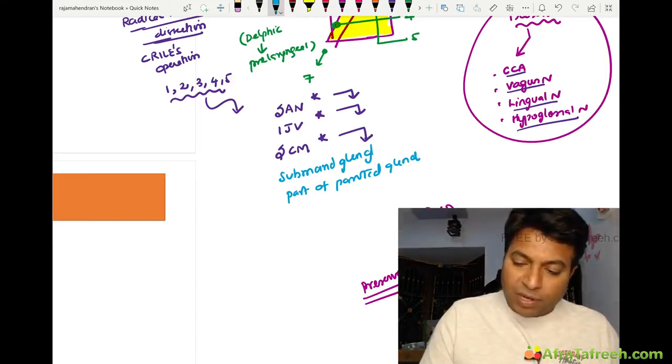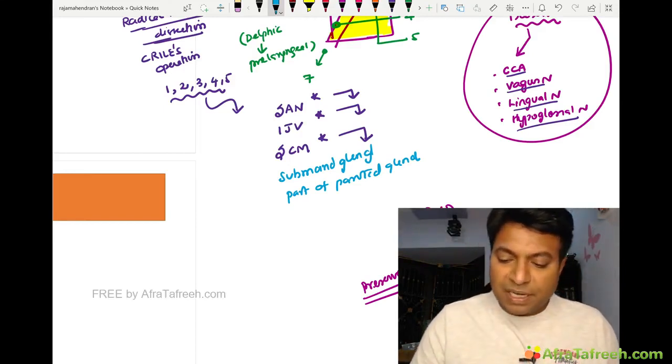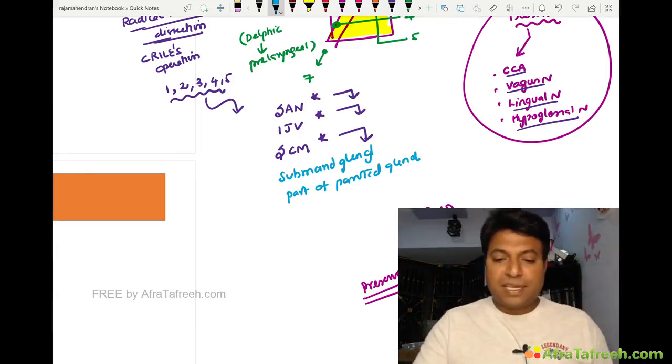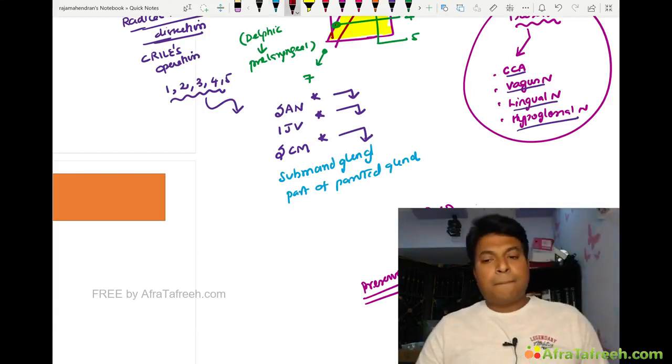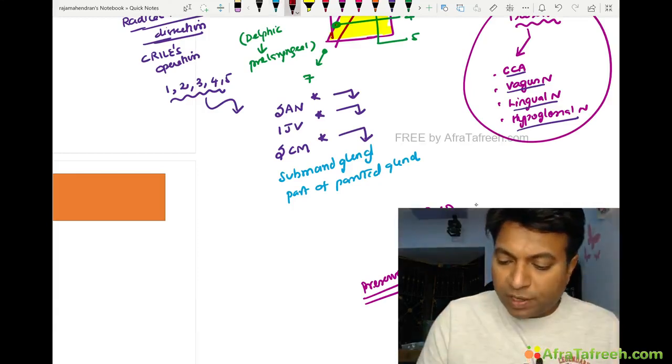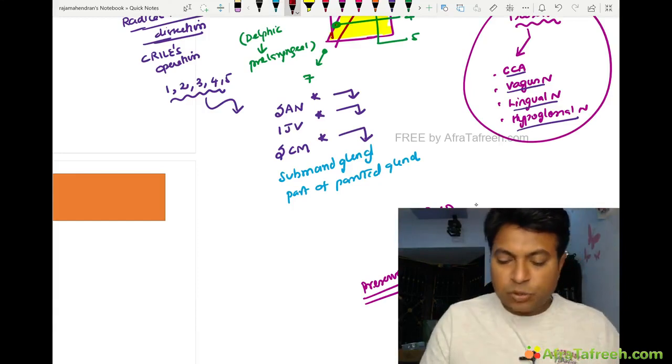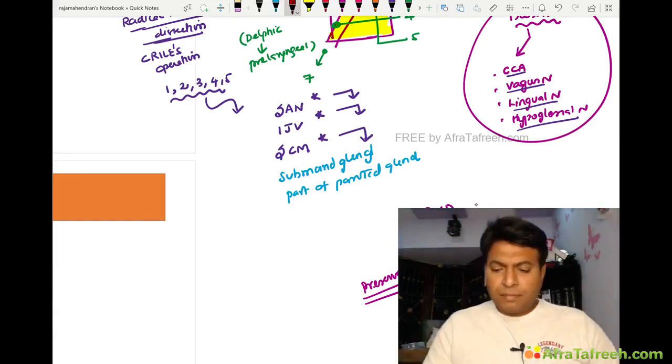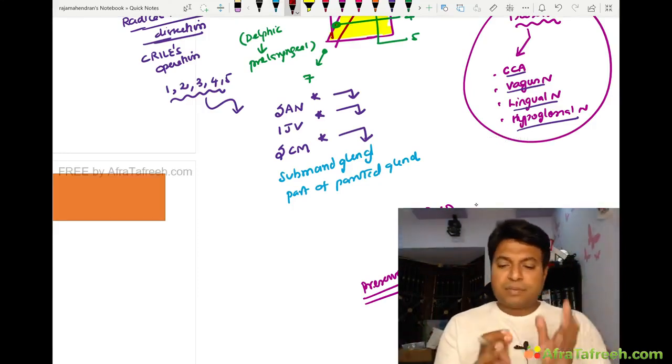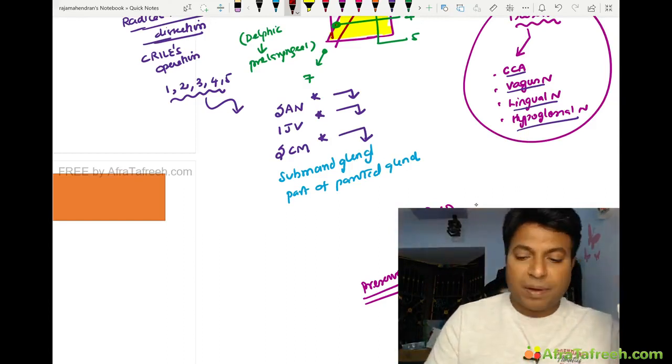So please don't forget what are the structures preserved in MRND. Sternocleidomastoid muscle, internal jugular vein, spinal accessory nerve are the three structures preserved in MRND. So please don't forget these three structures. These points you should never forget. Everything else is same. There is a question in INA common entrance test.